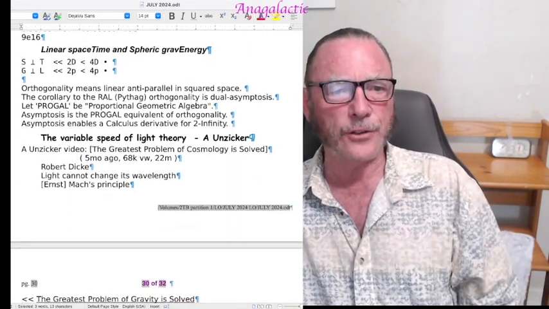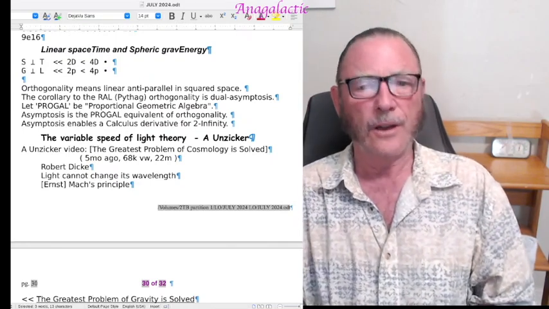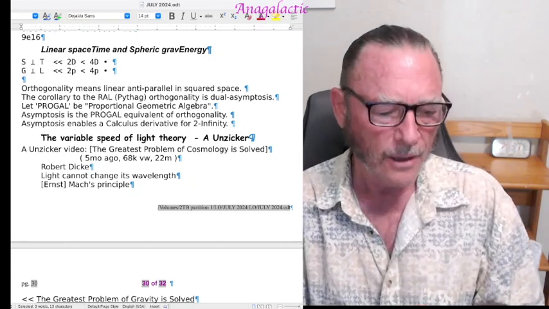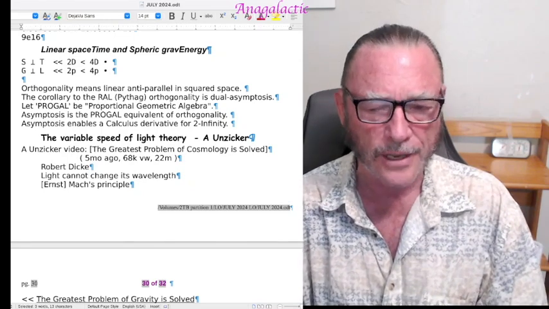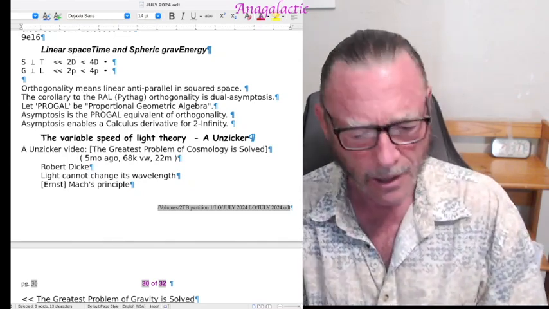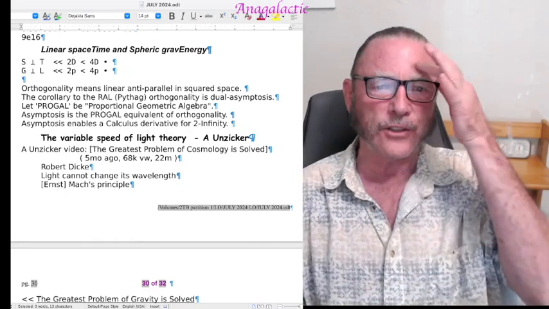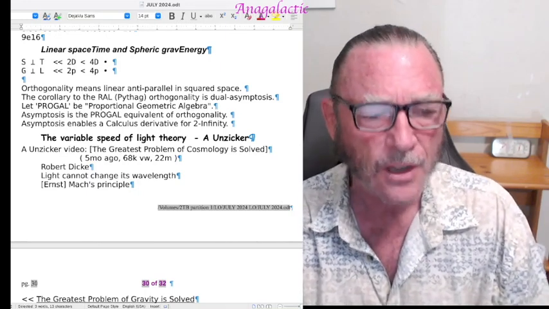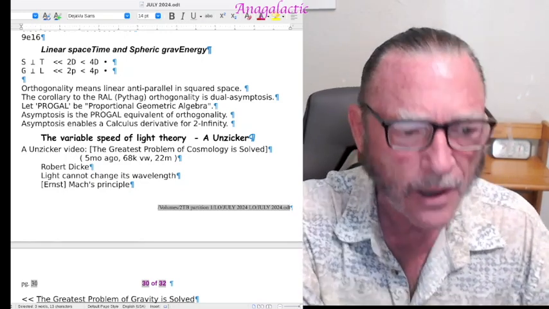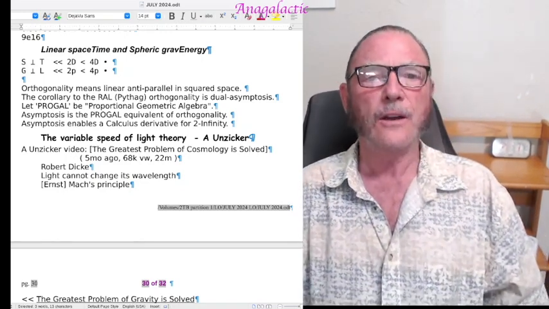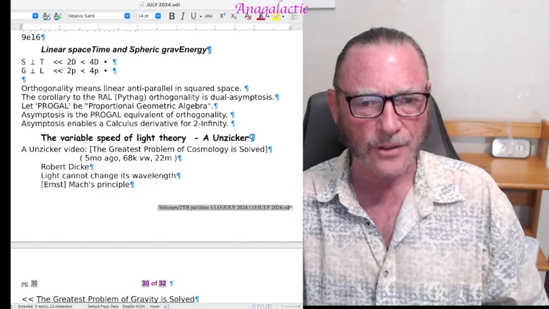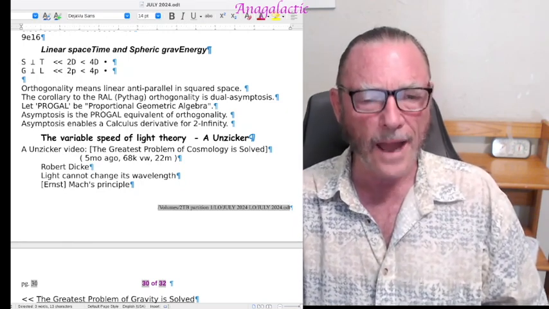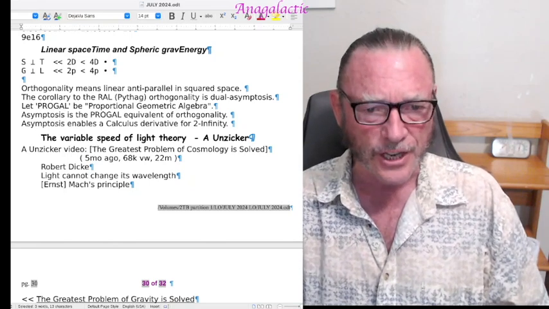This next heading is linear space-time and spheric grav energy. Energy is expressed in gravity. Dr. Sabine Hossenfelder disagrees, along with a whole cartel of blinded linear mathematicians. Yes, gravity has to be a force. A moment's thought will convince you that means it has to be energy. Gravity is an expression of energy. Gravity is energy.